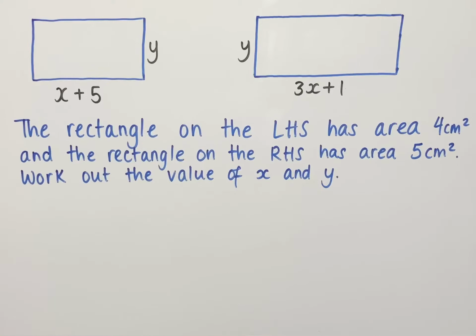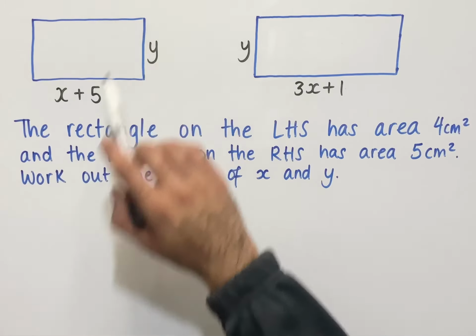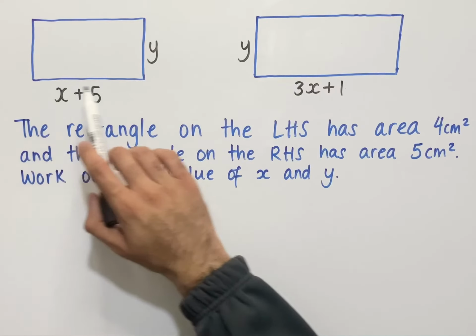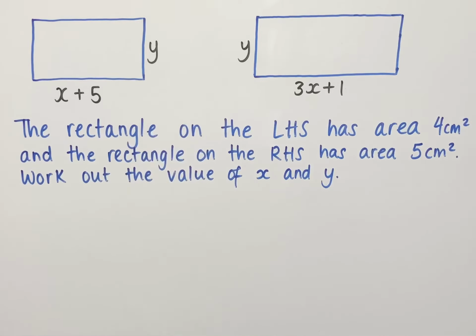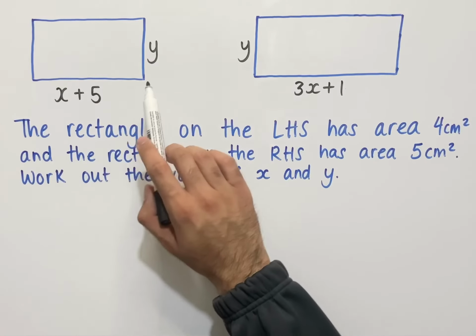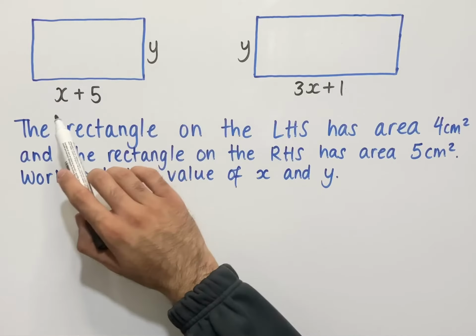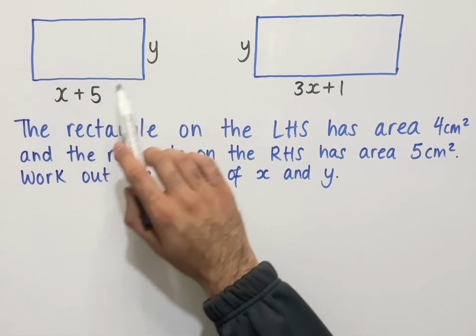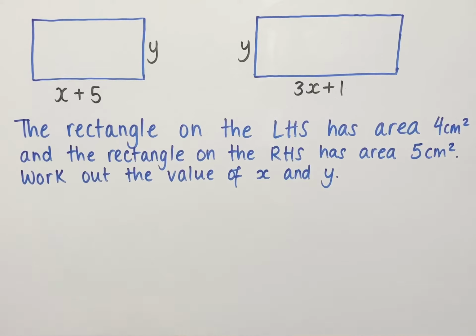We can find the area of a rectangle by multiplying the length by the height, or more specifically, the length multiplied by the perpendicular height. So in this case, this rectangle has a length of x plus 5 and a height of y. We don't know what the values are, but we can work those values out by answering this question.